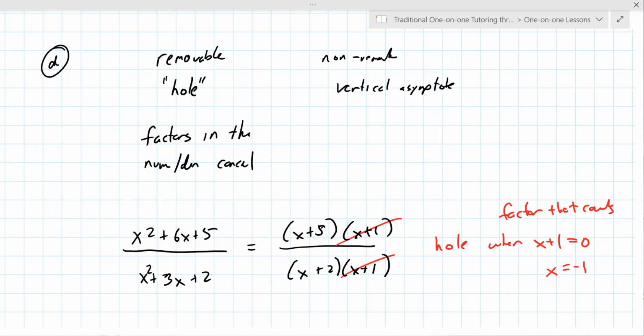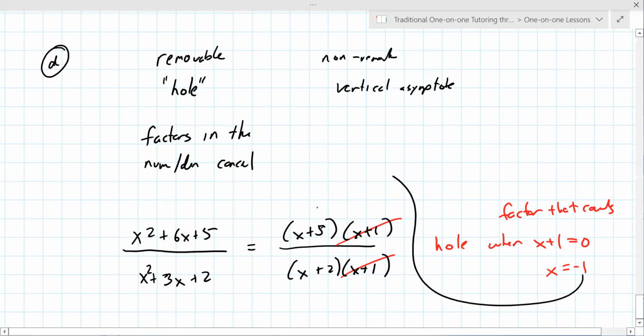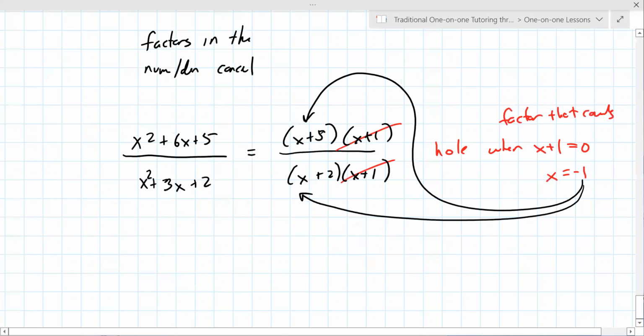So to do that, you take that x value you just found and you plug it back into the reduced form. And that's what I think is sometimes unclear. So where do you put it? You put it back in the reduced form. Reduced form, not the original. The original won't help you. You'll get 0 over 0. So it's -1 plus 5 over -1 plus 2, 4 over 1, which is 4. That's your y value. Y equals 4.